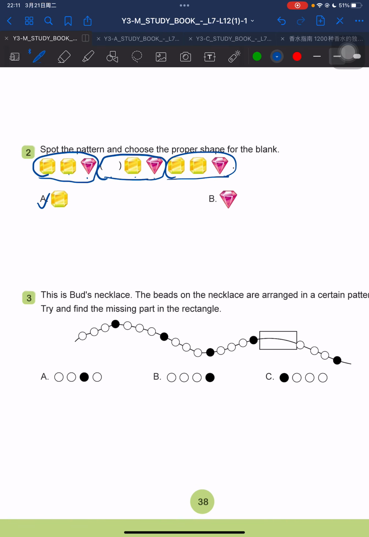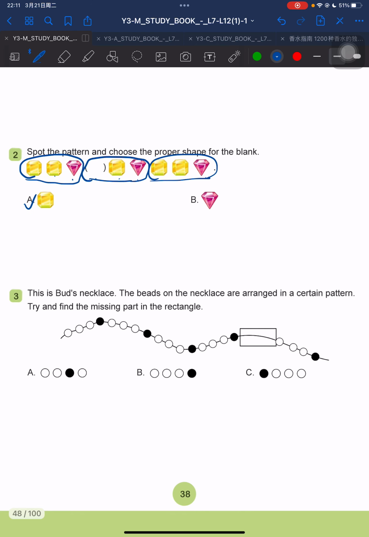Very well done. So let's move on to question 3. First of all, please read the question and find what we are going to do in this question. You can pause the video for a few seconds and go back to see it with me. Great, welcome back. Let's take a look at this question. This is Bart's necklace. The beads on the necklace are arranged in a certain pattern. Try to find the missing part in the rectangle.